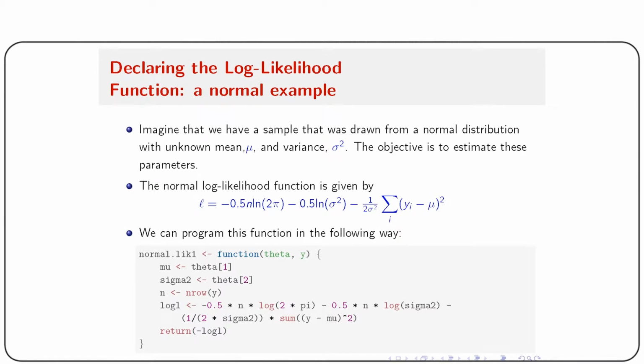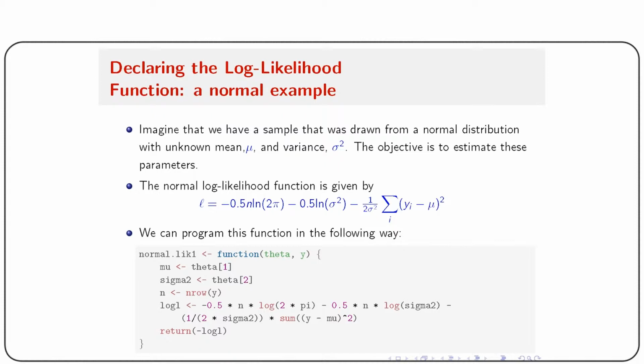Let's use a normal example for illustration. Imagine that we have a sample that was drawn from a normal distribution with unknown mean mu and variance sigma square. The main objective is to estimate these two parameters. The normal log likelihood function is given by L equals minus 0.5 n ln 2 pi minus 0.5 n ln sigma square minus 1 by 2 sigma square times the sum over i of (y_i minus mu) whole square. So this is the log likelihood.